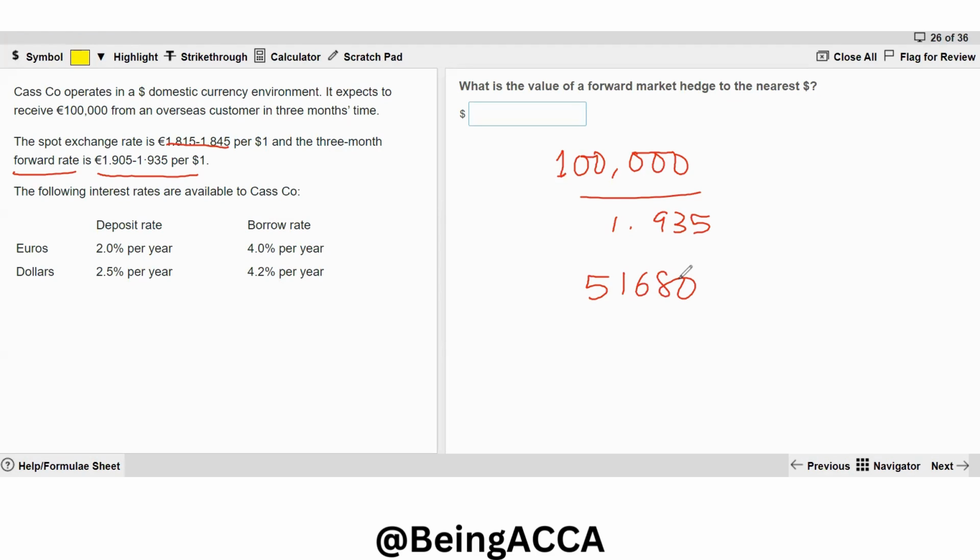Please remember that we do not have to use any commas while we are typing our answer. You plainly just type your answers without any commas or decimals. So I have written my answer over here as 51680, and I will now move on to the next question.